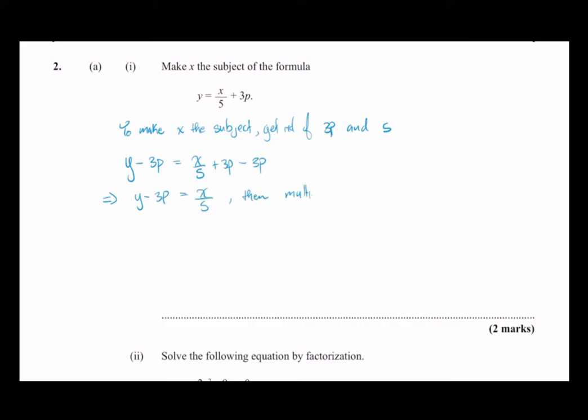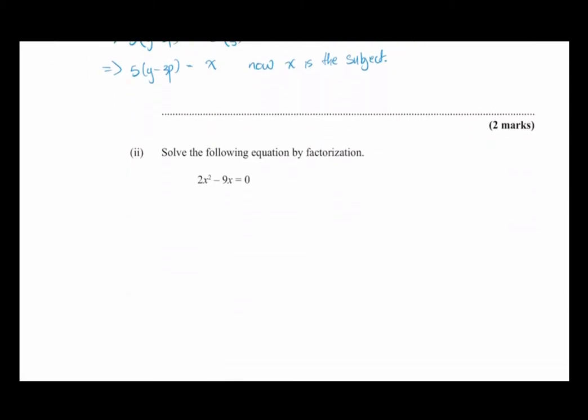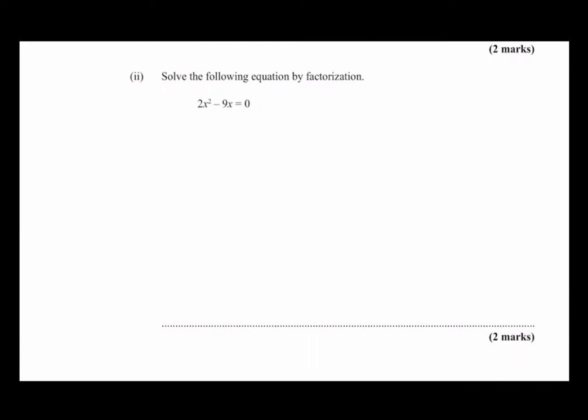Then we want to multiply through by 5, and that will allow us to get rid of the 5 from the right-hand side. So this means 5 multiplied by (y minus 3p) equals 5 times (x over 5), and our final answer works out to be 5 times (y minus 3p) equals x. So now x is the subject. That is our answer.